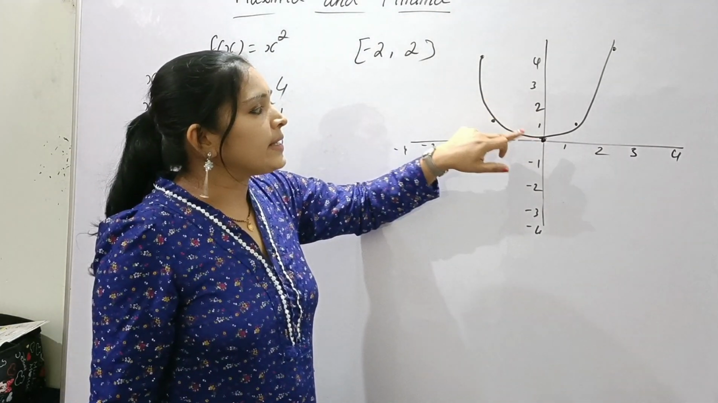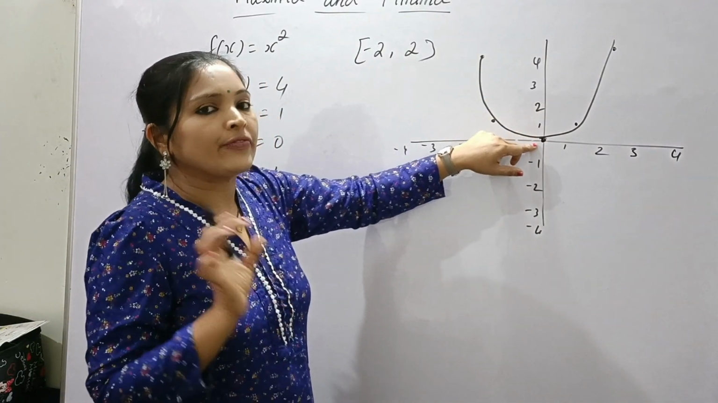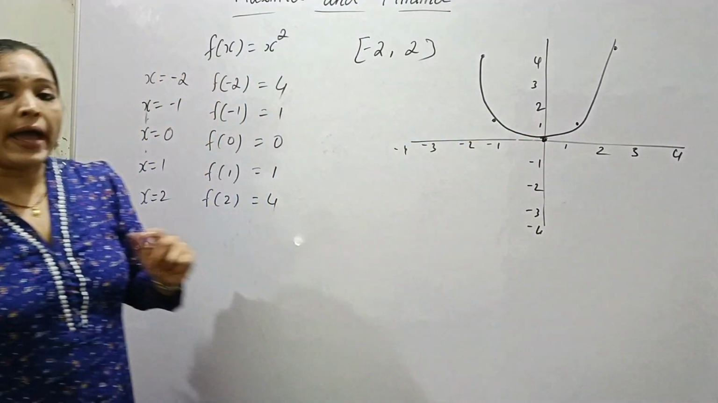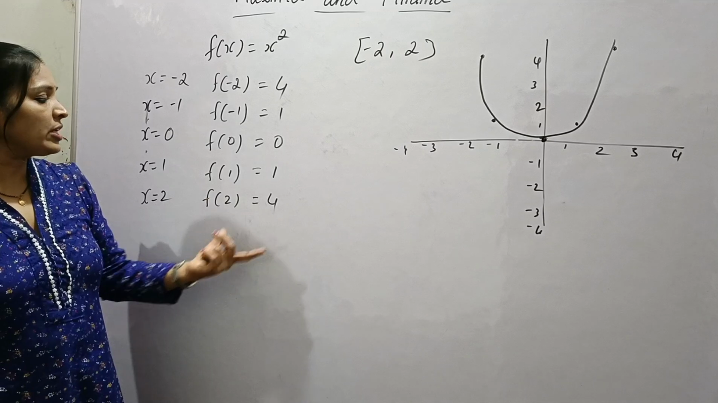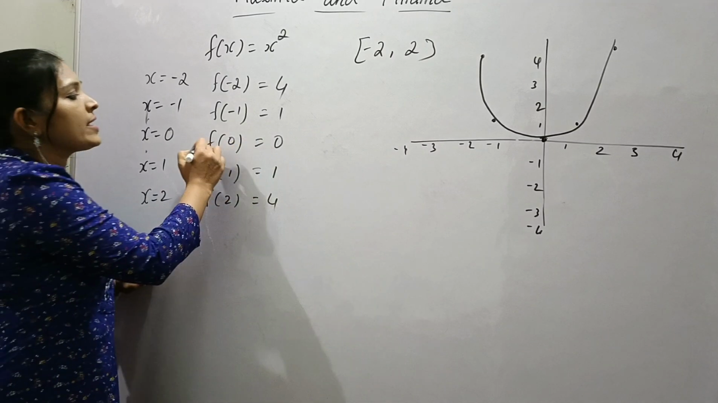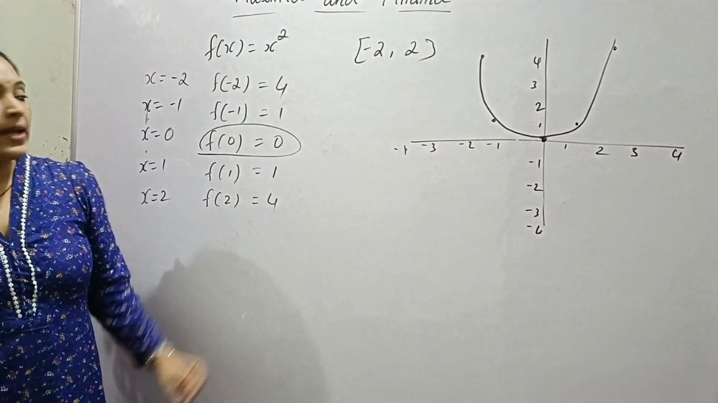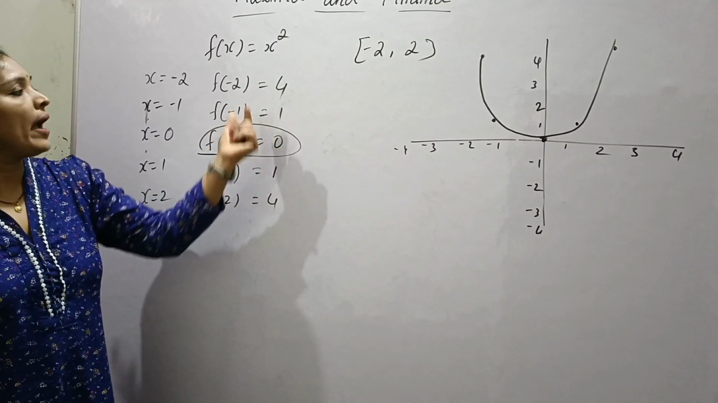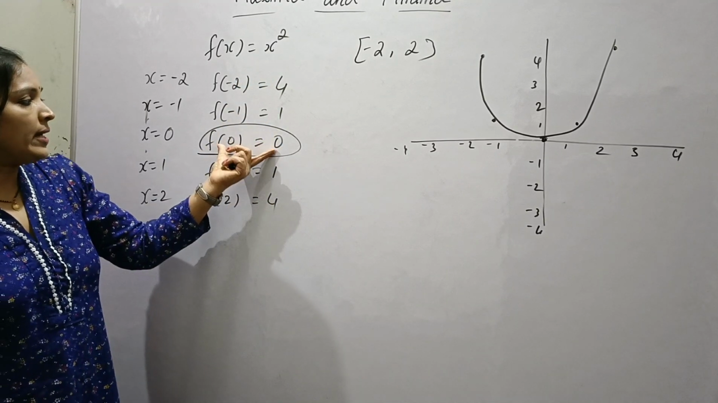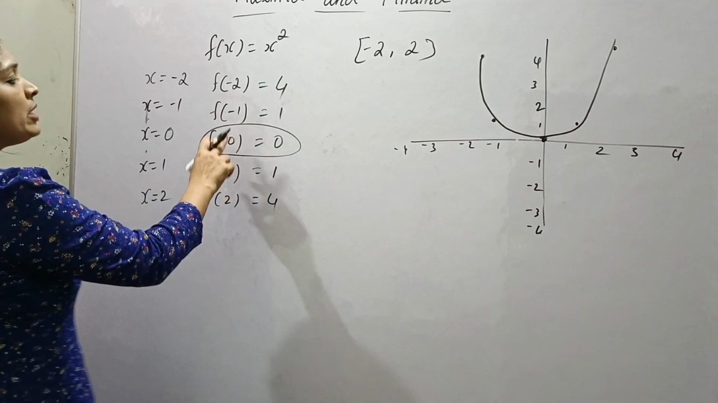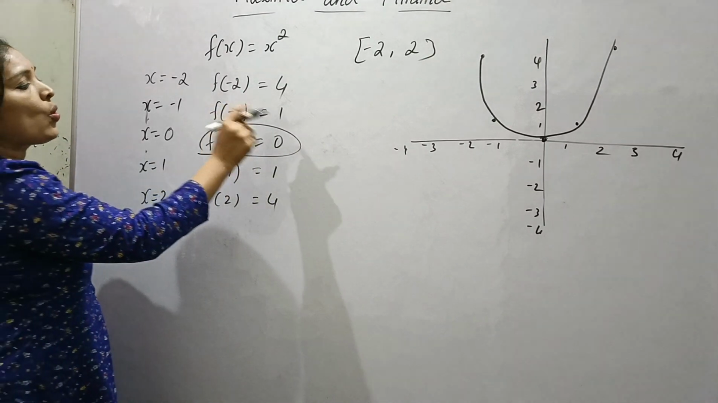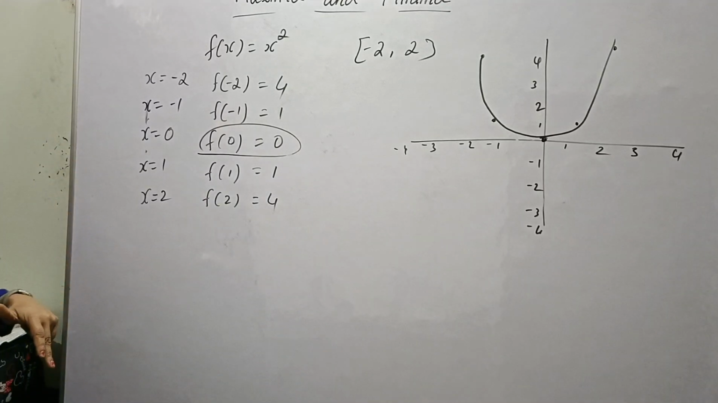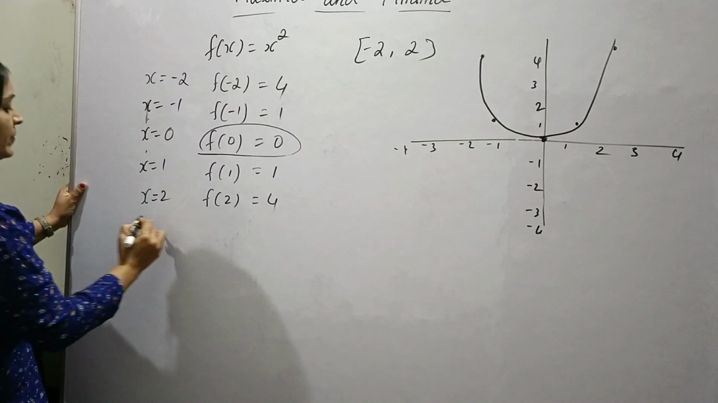So we say this function f of x has a minimum value at x is equal to 0. And what is the minimum value of the function? The minimum value of the function is 0. See, 0 is the least value among these values, right? So this function has a minimum value at x is equal to 0, and the minimum value of the function is 0. So how can we define the minimum value of a function?